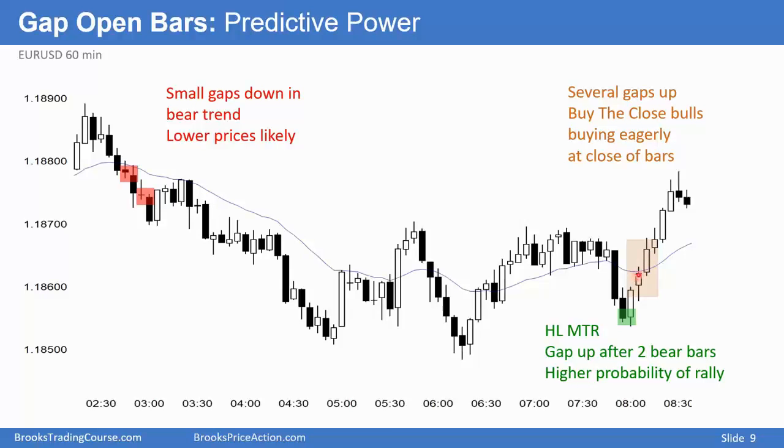Because as soon as traders saw the bull close, they thought the market was going higher. Everybody hit buy the market. And so many buy orders, the market opened above that close. So a buy the close bull trend with gaps up. The market's probably going at least a little bit higher. If you're looking to swing trade, you can buy, and bull scalpers will buy as well, confident that the probability is high that the market's going to go at least a little bit higher.